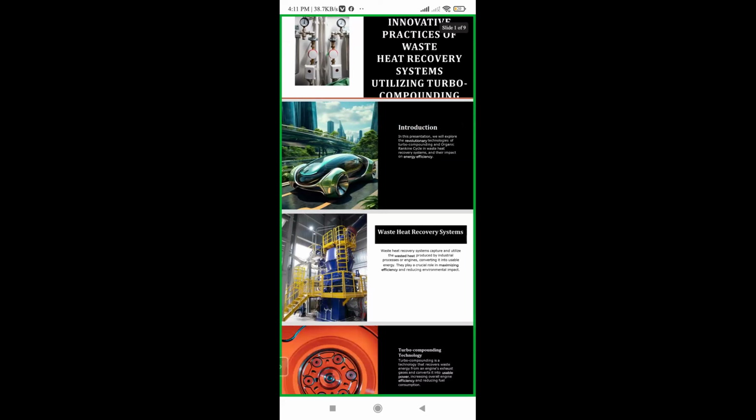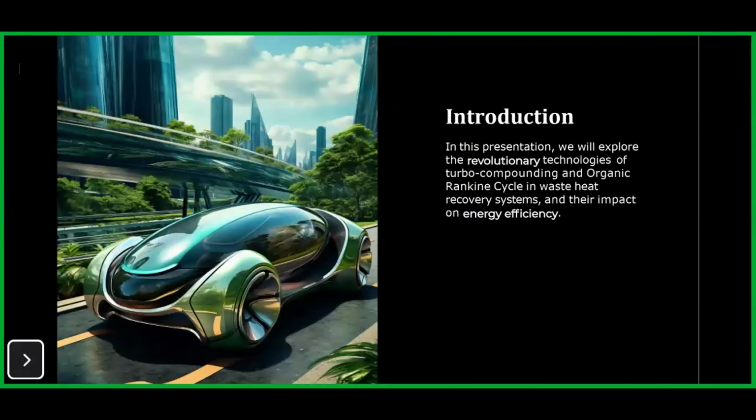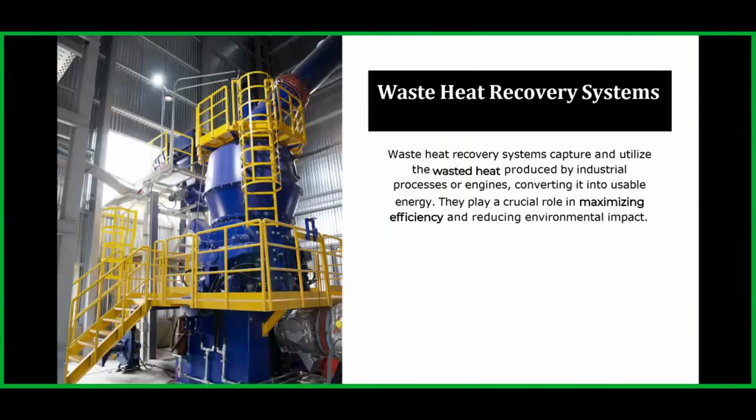Introduction. In this presentation, we will explore the revolutionary technology of turbo compounding and organic Rankine cycle in waste heat recovery system and their impact on energy efficiency. Waste heat recovery systems capture and utilize the wasted heat produced by industrial processes or engines, converting it into usable energy. They play a crucial role in maximizing efficiency and reducing environmental impact.